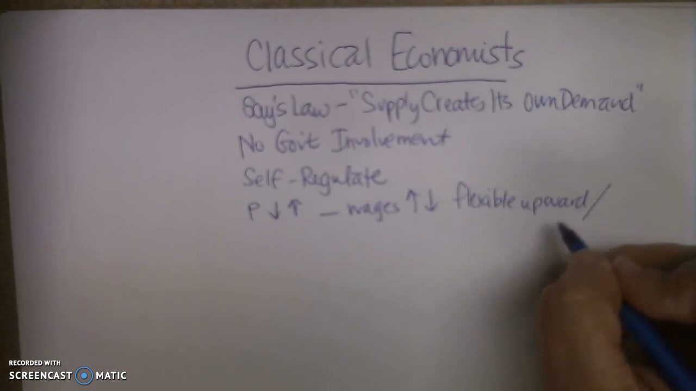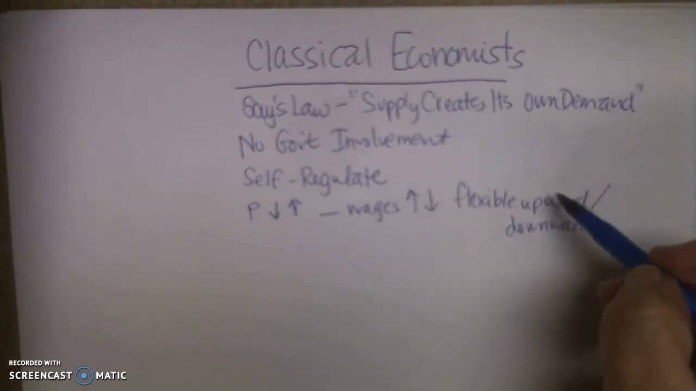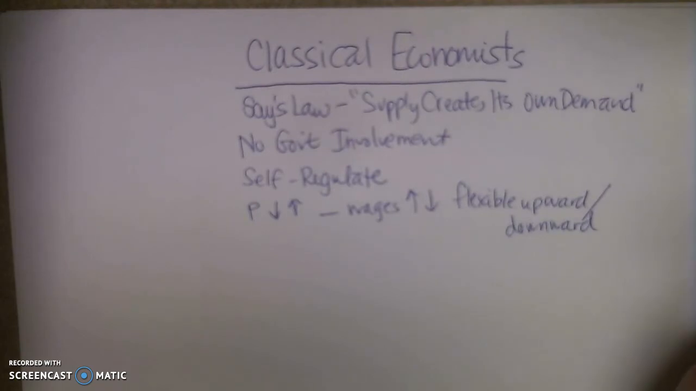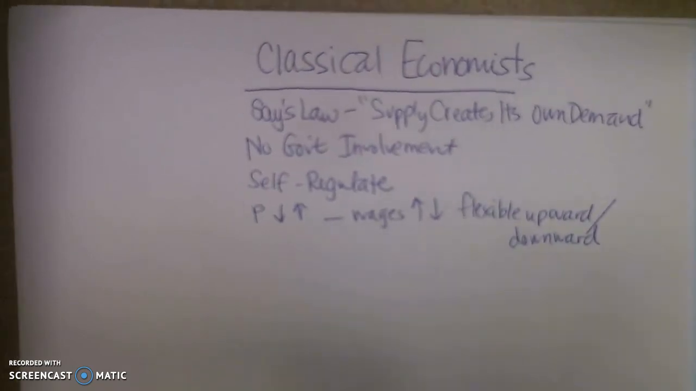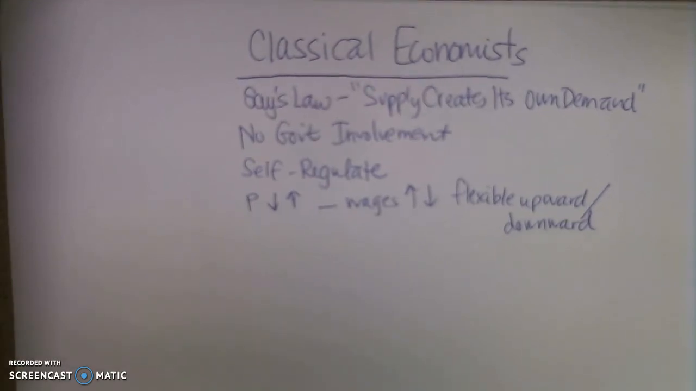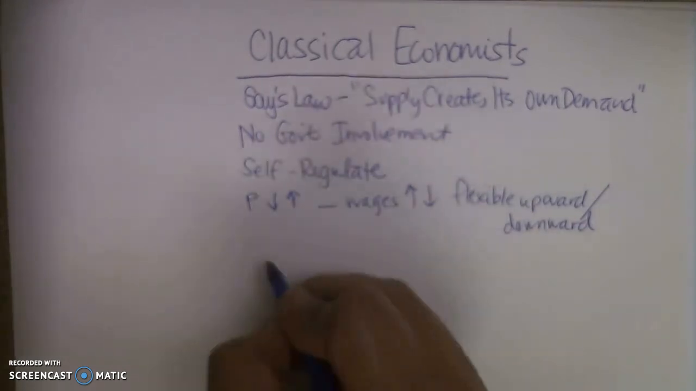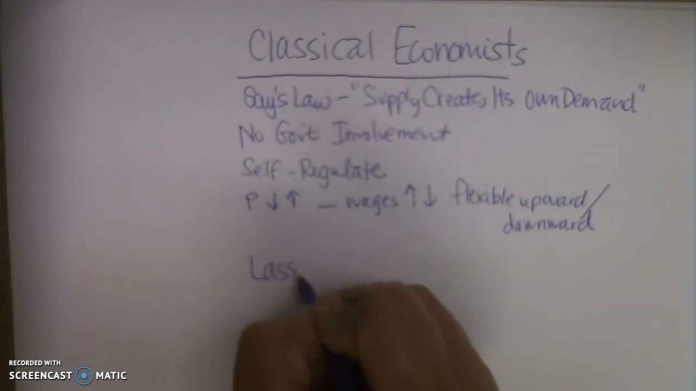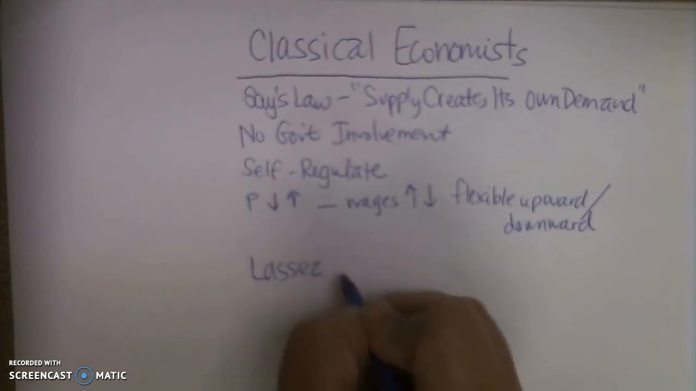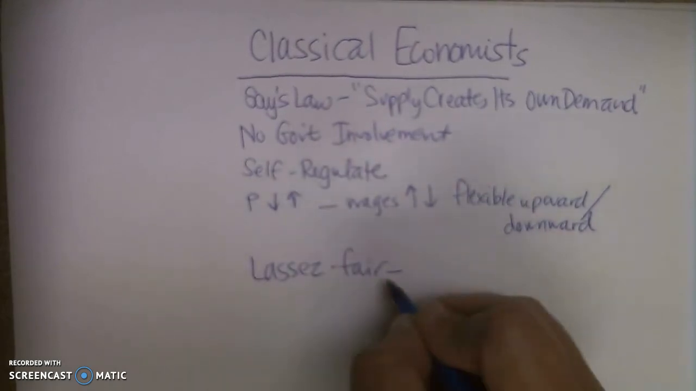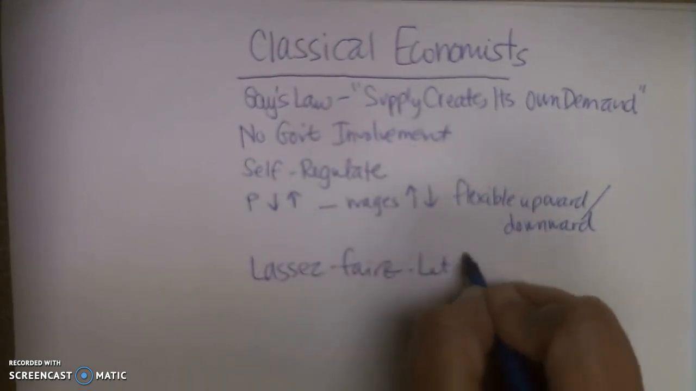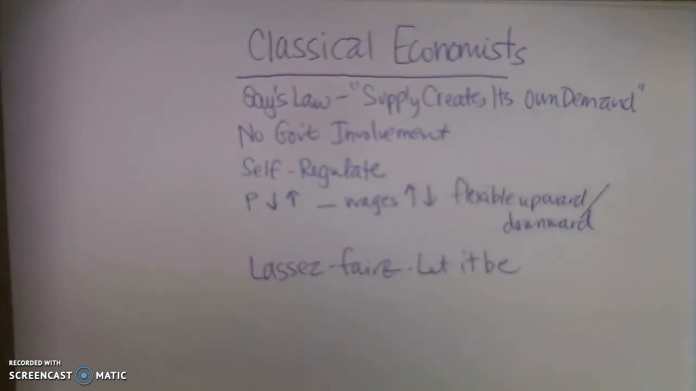Now, before I move any farther, I want you to think about your own job, right? If you're working for someone and they lower your salary, do you get the same production out of them? Probably not. But classical economists believed that you would, right? That was not even a discussion, that you definitely would get that. So we start thinking about supply creates its own demand, no government involvement, laissez-faire, right? Let it be. Don't get involved. And that's what classical economists believe.